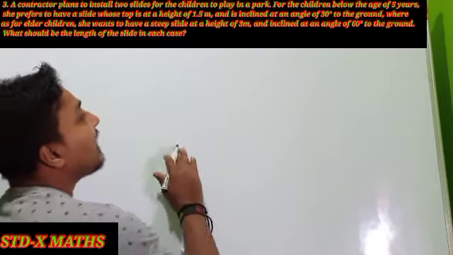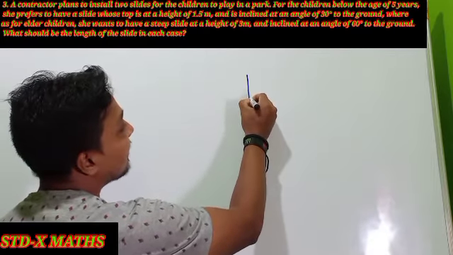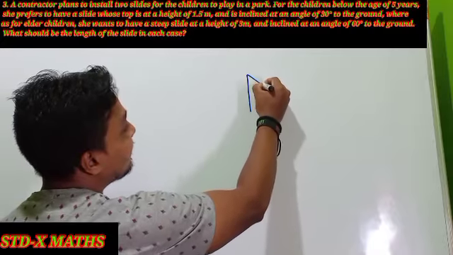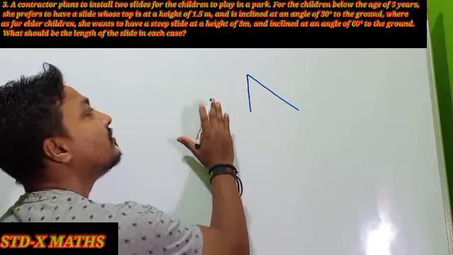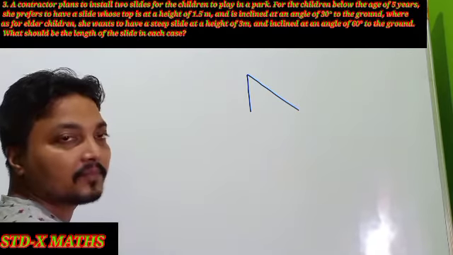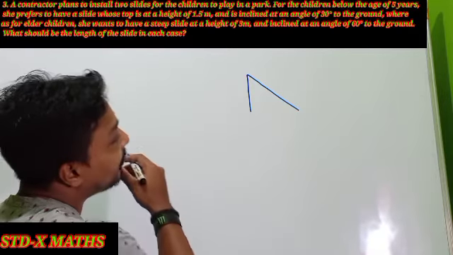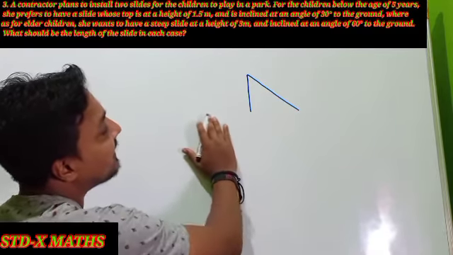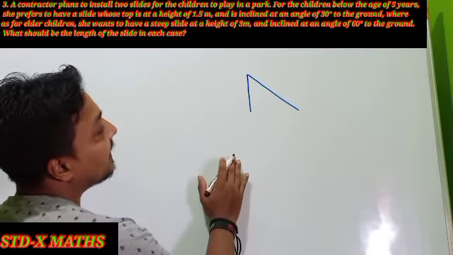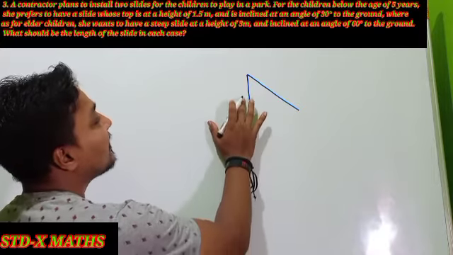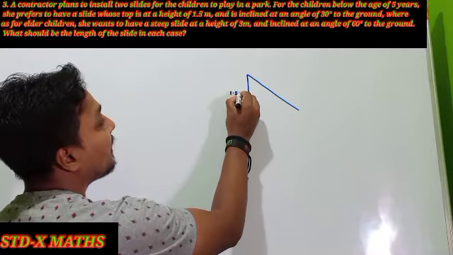Suppose these are the 2 slides, which are to be made in such a way that one is for children less than 5 years, and another one is for elder children. For the slide for children less than 5 years, the height is the shorter one, so this height is 1.5 meter.